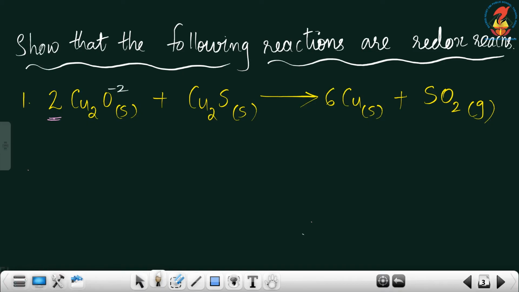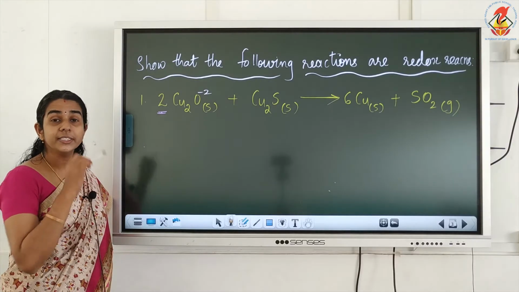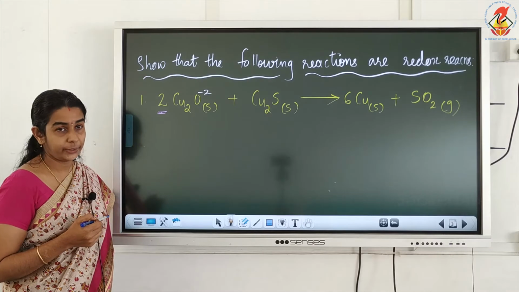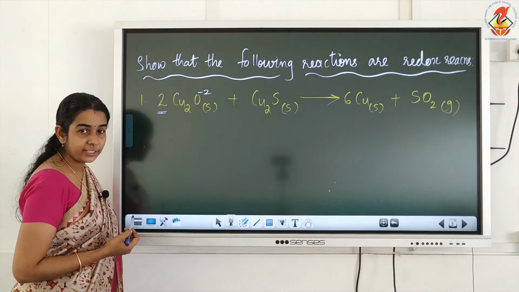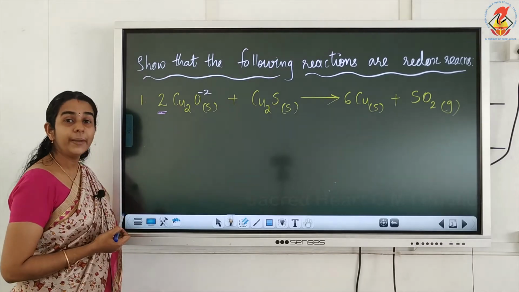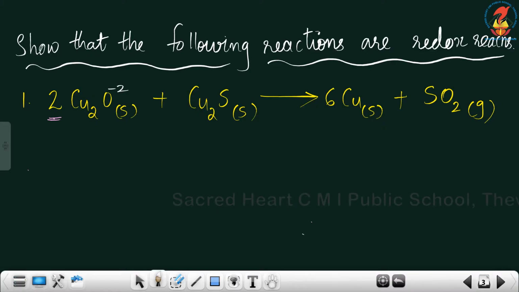Now, see the first one, Cu2O. We know oxygen's oxidation state is -2. It is a neutral species. Neutral species means the sum of oxidation states should be equal to 0. So oxygen, we know it is -2, so here the copper total should be +2. Here we have 2 copper atoms, so 1 copper should be +1. So +1 into 2 is +2, plus -2. Here we have only 1 oxygen, so -2 into 1. So it will be 0.